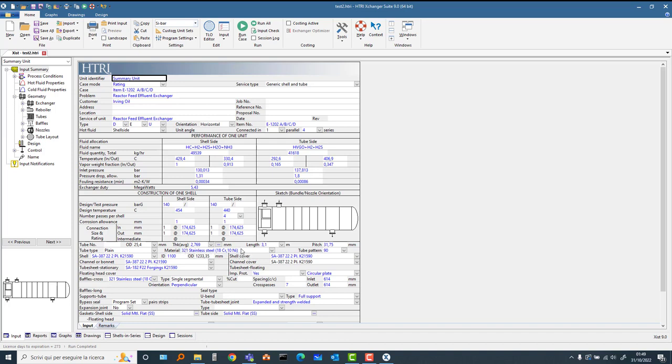Where is it? It's here, 25.4, 1-inch tubes. Thickness 2.77. Length is 3.1 meter. The tube material is 321 stainless steel, while the remainder of the exchanger is made of low alloy steel, which is a 2.5% chrome steel, which of course is the right steel for that temperature range.